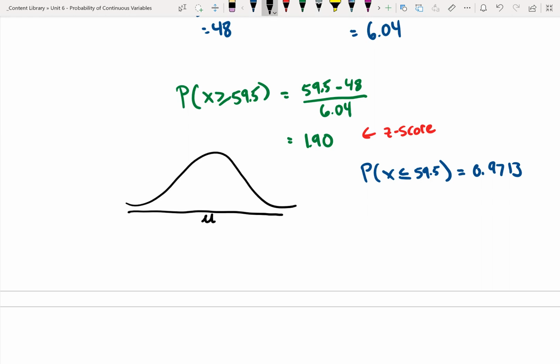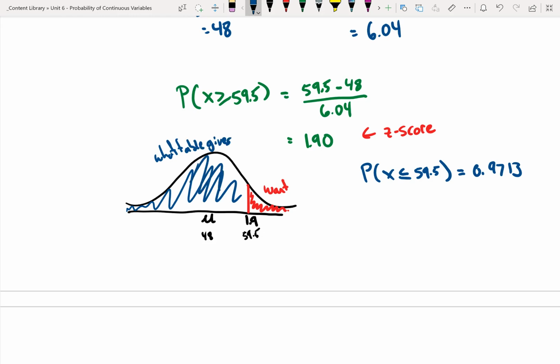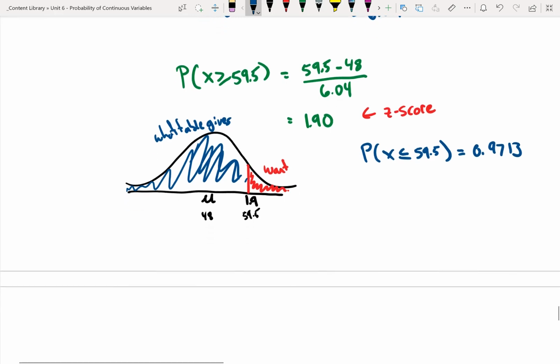Again, if I'm looking at a normal distribution, I have my mean in the middle. 1.9 is up here. Or in other words, 48 my mean, and then 59.5. And what I'm trying to find is everything from here on, but everything from that line and back is what the table gives. So I need to use a little bit of indirect method here.